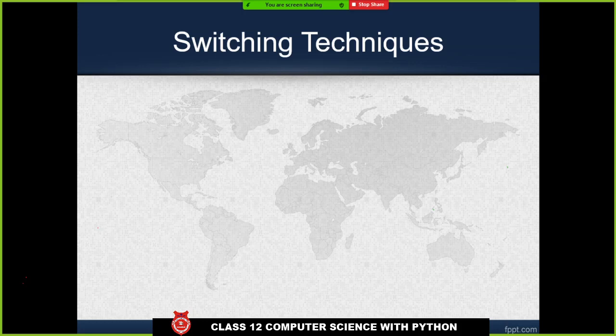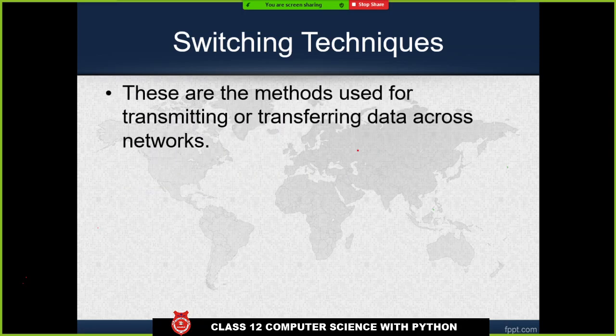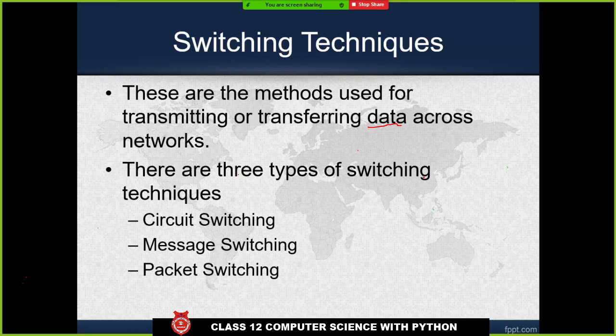Alright, now let's learn about switching techniques. Switching techniques are the mode of communication in the internet, or we can say the method for transmitting or transferring data across the network. When we say data, it may be a photo, a picture, a sound, or whatever file.